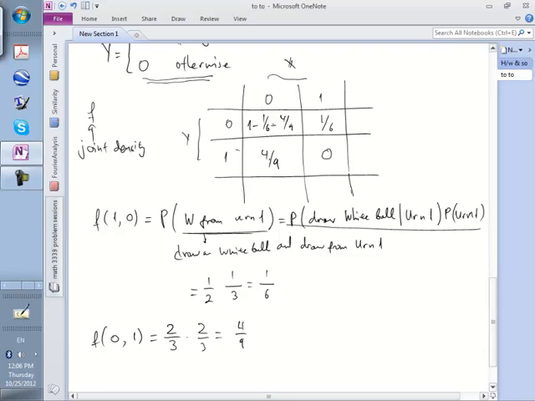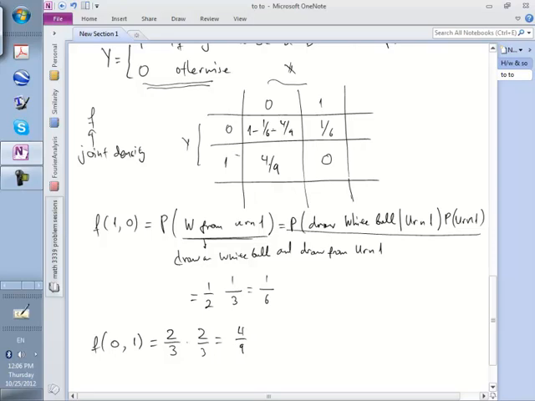From urn 1, you draw only if you cast a die and you score 5 or 6. So for any other result, you draw from urn 2. Is it clear? What is 1 minus 1/6 minus 4/9?